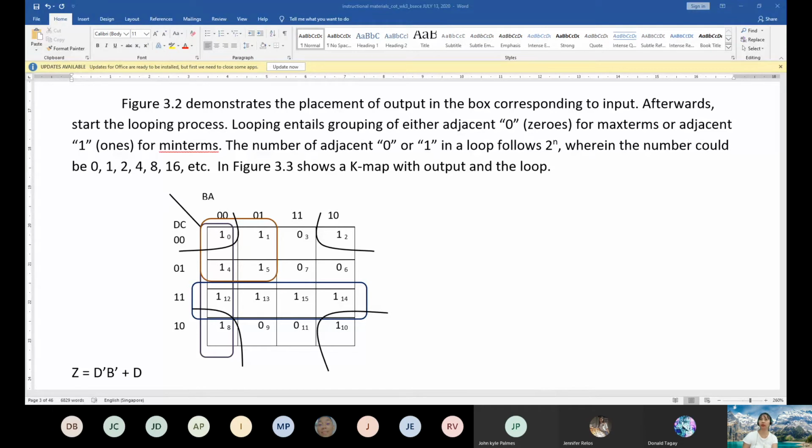So, let's review chapter 2. You've already forgot your chapter 2. Yan na exam nyo bukas. Remember, that's your exam tomorrow. Okay?